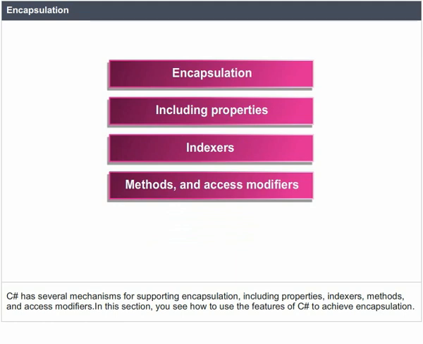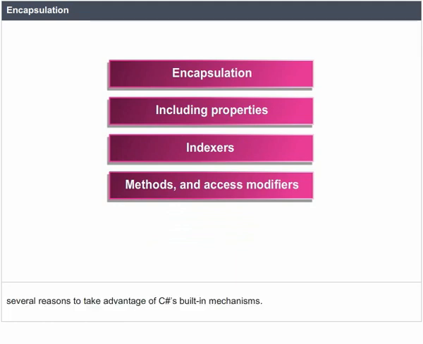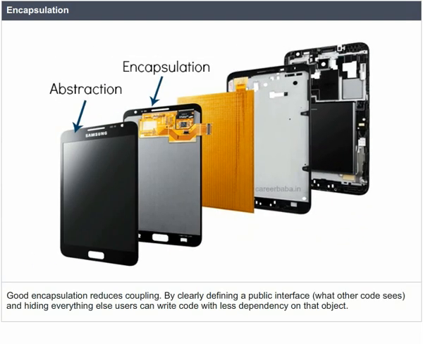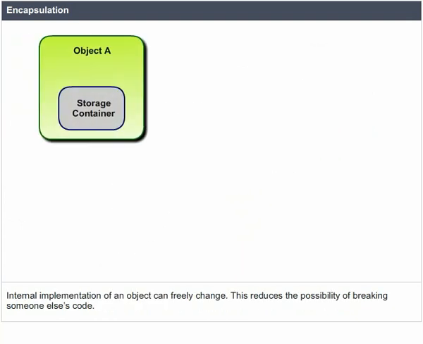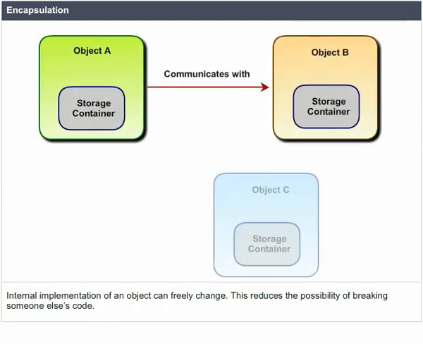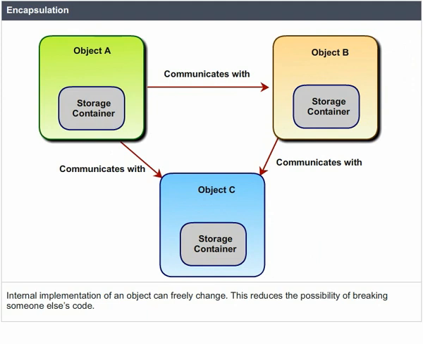There are several reasons to take advantage of C#'s built-in mechanisms. Good encapsulation reduces coupling. By clearly defining a public interface, what other code sees, and hiding everything else, users can write code with less dependency on that object. Internal implementation of an object can freely change. This reduces the possibility of breaking someone else's code.